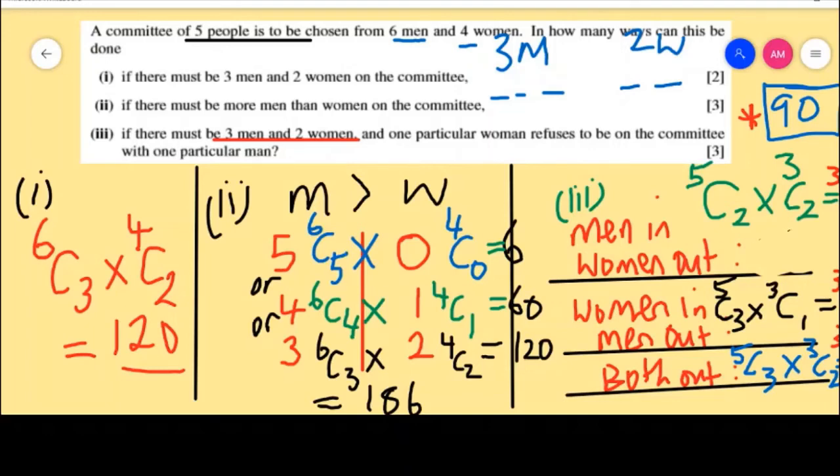So the third part looks complicated here, but in actual fact, put down all your combinations. A certain woman says, I don't want to be in the committee with this man. So either the man is in and the woman is out, or the woman is in and the man is out, or both of them are out. This covers all the possibilities, and this simplifies the question, so it's now less complicated than when you're just reading off the question.